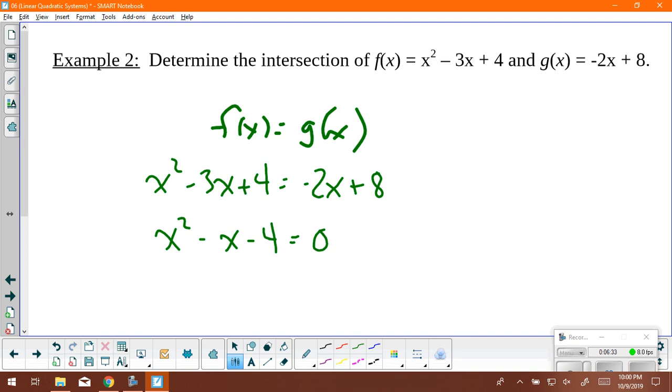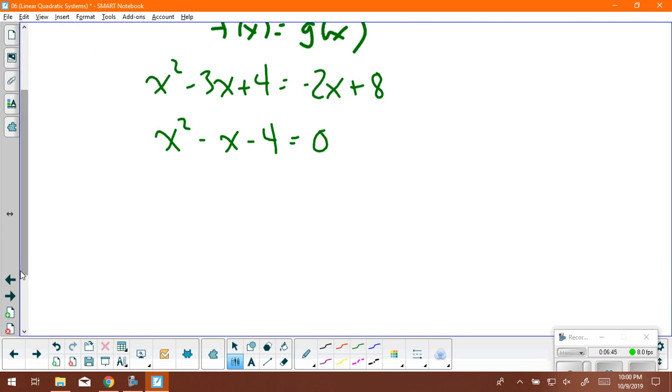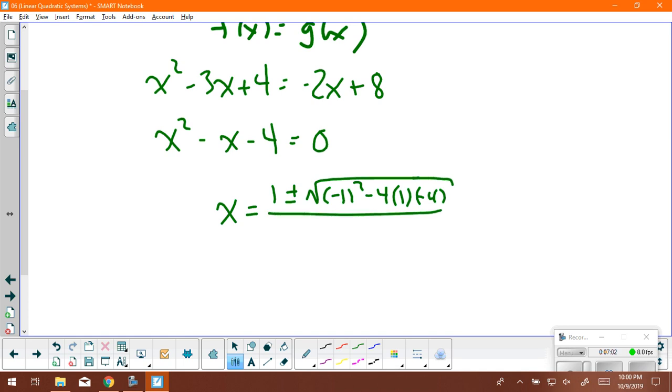So we attempt to factor, but it multiplies to negative 4 and adds to negative 1. That's not going to work. So we will go to our friend, the quadratic formula, instead. That's what I hope you had to do if you tried this out already. So I got x equals 1 plus or minus the square root of negative 1 squared minus 4 times 1 times negative 4, all over 2, so the square root of 17 over 2.